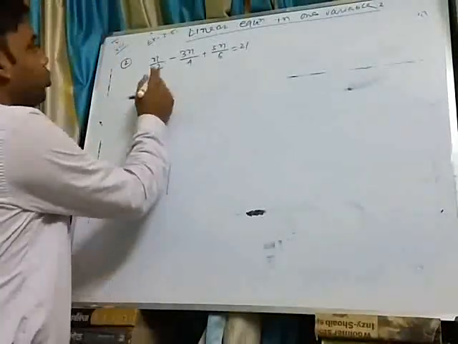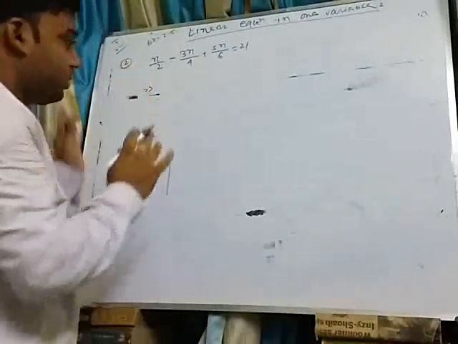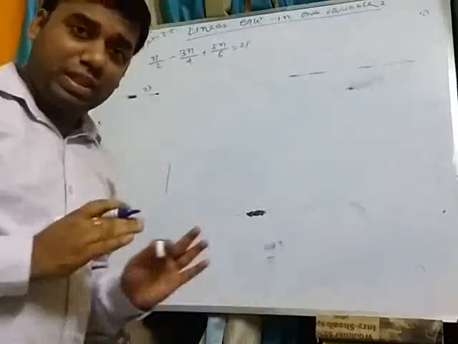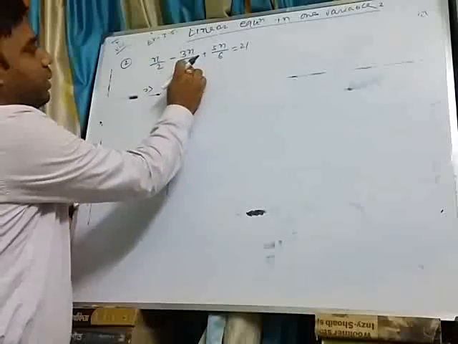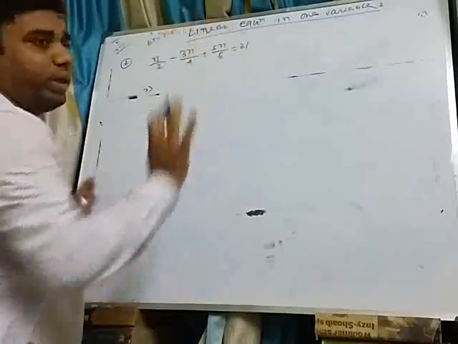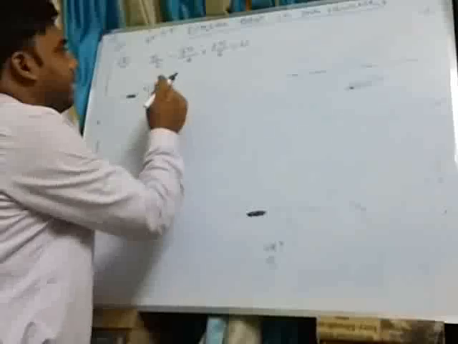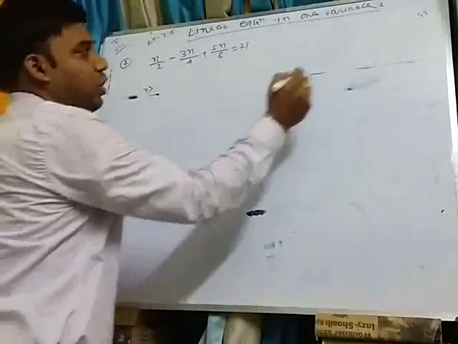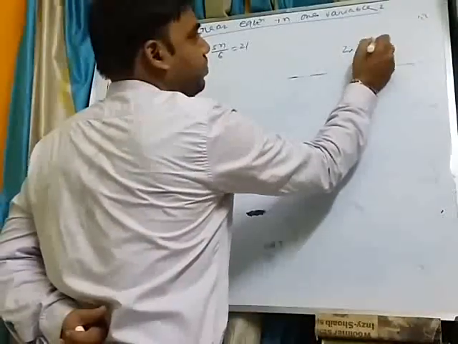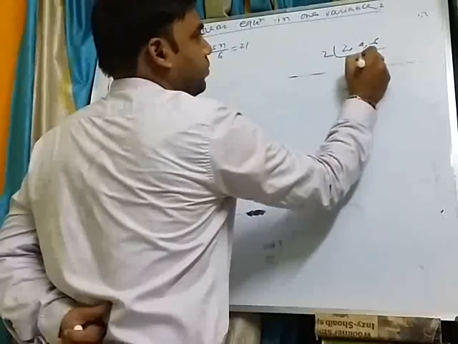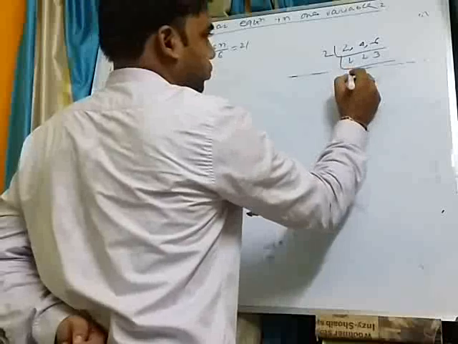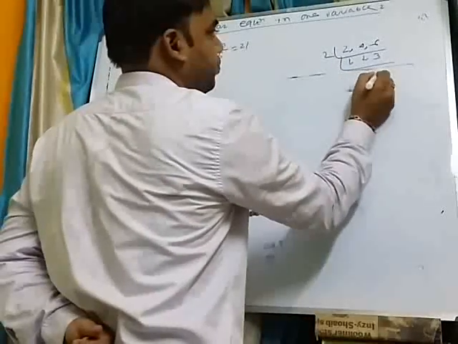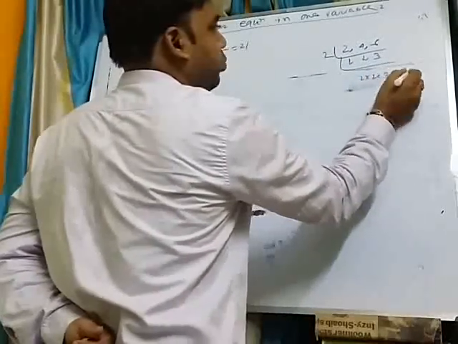Okay. So the first sum in this exercise, some equations are given. We have to solve. That is n by 2 minus 3n by 4 plus 5n by 6 equal to 21. First we should find the LCM of 2, 4 and 6. That is 12. 12 is the LCM.